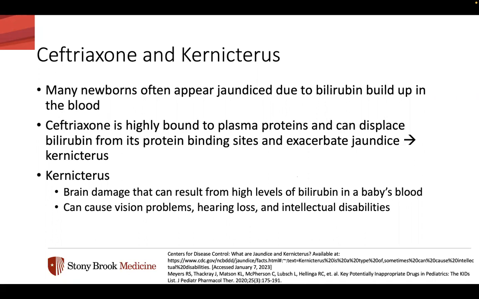So tying this back into the PK that I was talking about earlier, ceftriaxone is highly bound to plasma proteins, and it can displace bilirubin from those sites and make that jaundice worse, causing kernicterus. So you have this buildup of bilirubin, and kernicterus is the end result of this long-standing jaundice. It's characterized as brain damage that can result from high levels of bilirubin, and it can also cause vision problems, hearing loss, and intellectual disabilities long-term.